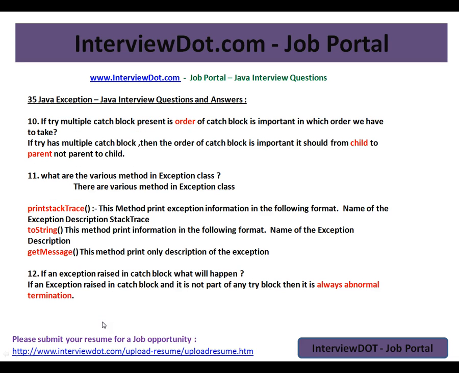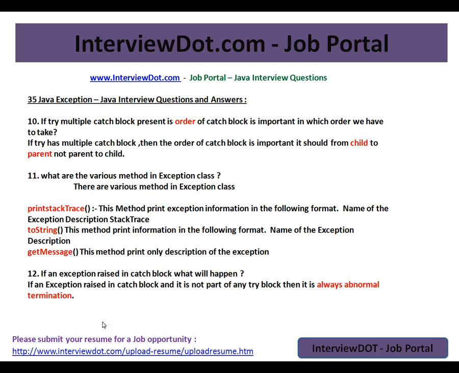Okay, Exception class. What are the various methods in Exception class? There are 3 methods: printStackTrace, toString, getMessage. printStackTrace, this method prints exception information in the following format: name of the exception, description, and stack trace. toString, this method prints information in the following format: name of the exception and description. getMessage, this method prints only the description of the exception.